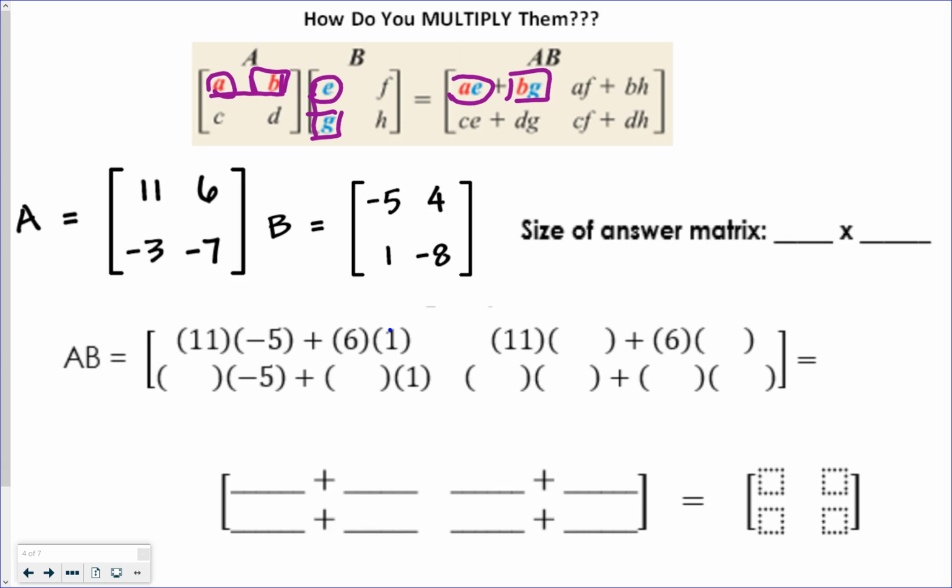So let's do one with real numbers, because I feel like that helps understanding a little bit more. A and B, what are the dimensions first of A? This is a 2 by 2. What are the dimensions of B? It's also a 2 by 2. So can I multiply these together? Yes, because the middle pieces match. What would be the size of my answer matrix? It's going to be a 2 by 2 again. And that happens with square matrices.